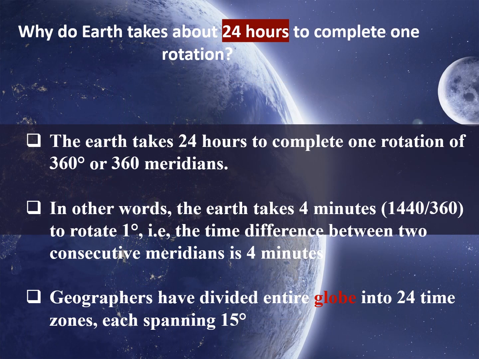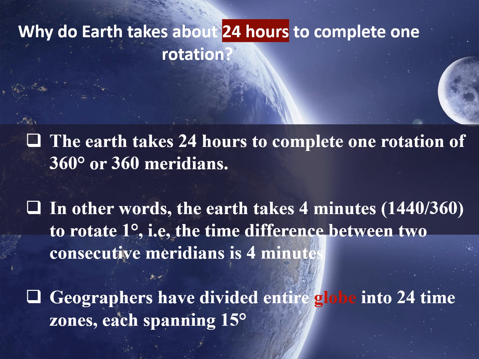Why does Earth take 24 hours to complete one rotation? Children, you may be getting a doubt. Why do we have 24 hours a day? Why don't we have 30 hours a day? Because, as I told you, there are 360 meridians. All these 360 meridians take 1440 minutes to complete one rotation. That means the Earth takes 1440 minutes to complete one rotation.